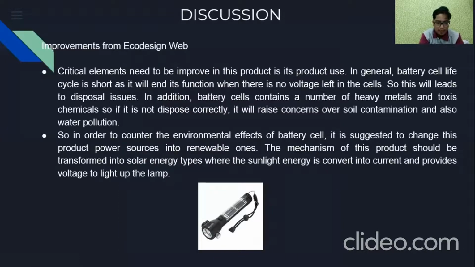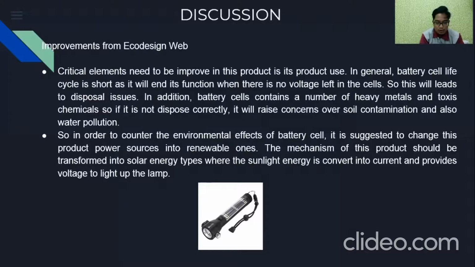The critical element that needs to be improved in this product is its product use because it is rated bad. In general, the battery cell life cycle is short as it will end its function when there is no voltage left in the cells. So this characteristic has led to disposal issues. In addition, battery cells contain a number of heavy metals and toxic chemicals. So if they are not disposed of correctly, it will raise concern over soil contamination and also water pollution. Furthermore, when the battery runs out, the user needs to repurchase a new battery every time.